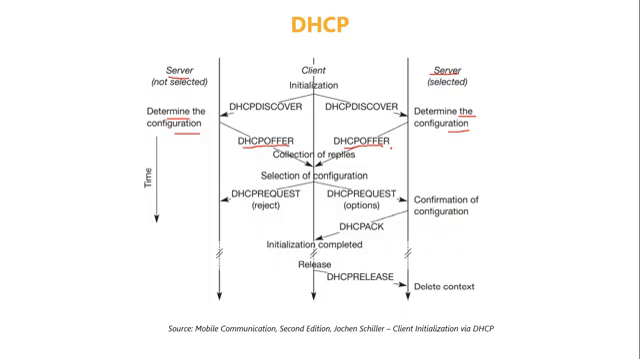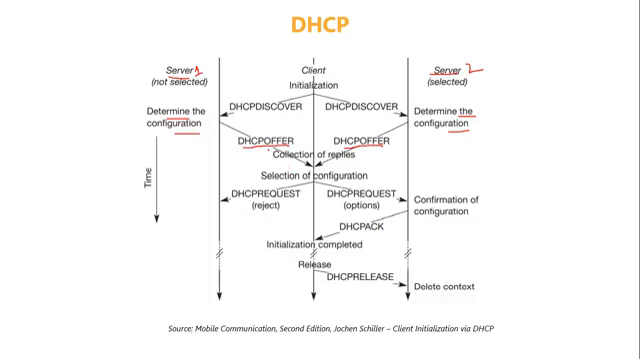Now the client has received two DHCP offers, one from server 1 and one from server 2. Out of these two servers, the client will identify only one server. It has to accept the connection only from one server, so it should accept the configuration parameters only from one server.